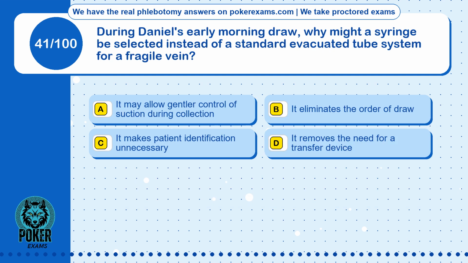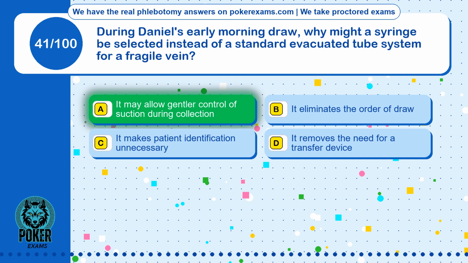Question 41. During Daniel's early morning draw, why might a syringe be selected instead of a standard evacuated tube system for a fragile vein? Option A. It may allow gentler control of suction during collection. Option B. It eliminates the order of draw. Option C. It makes patient identification unnecessary. Option D. It removes the need for a transfer device.